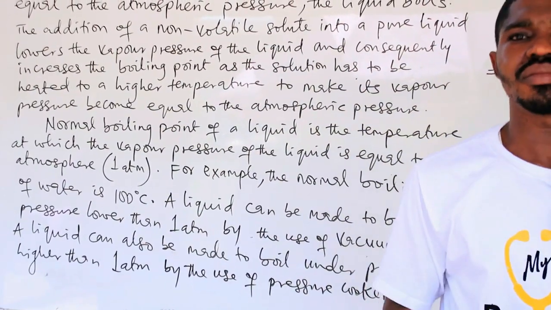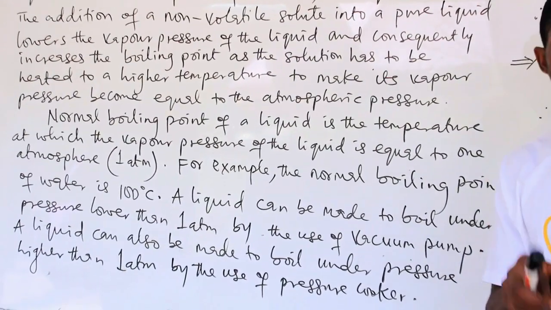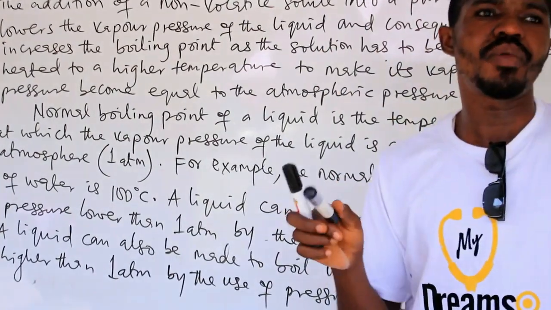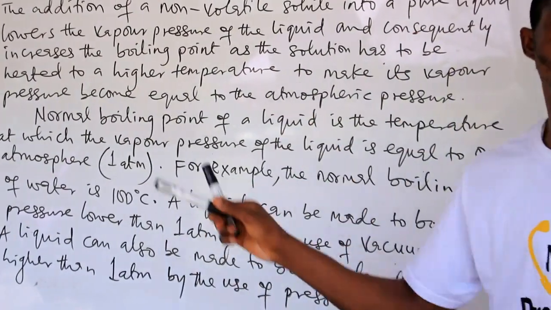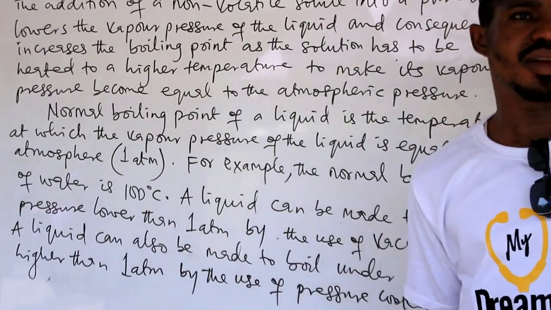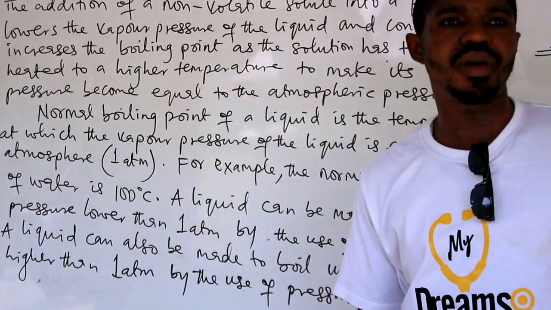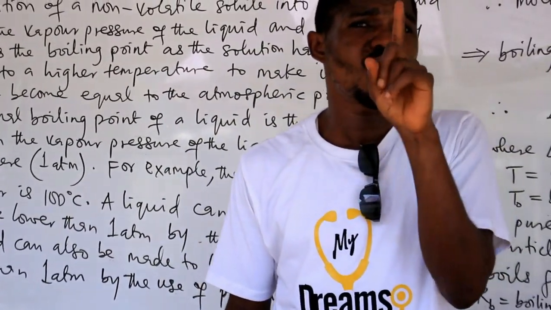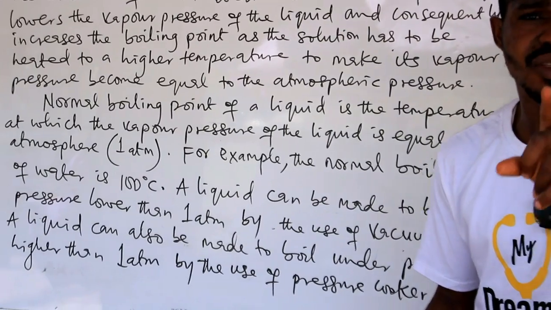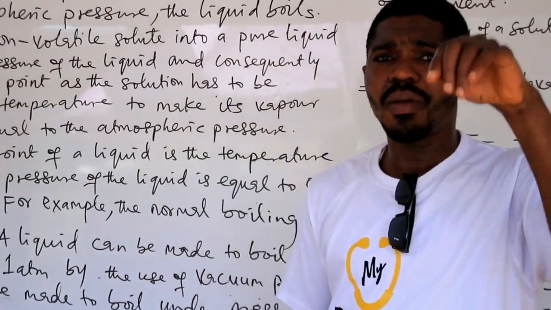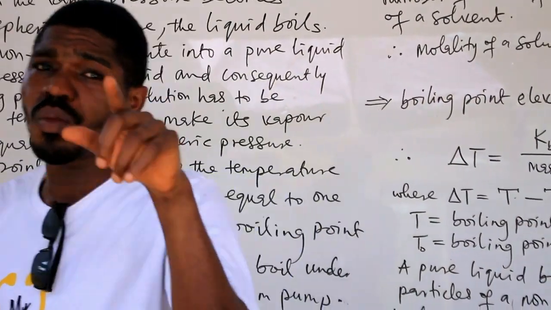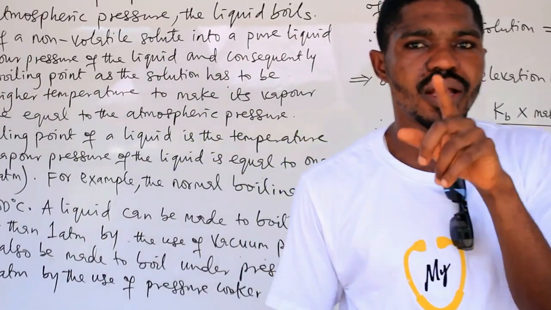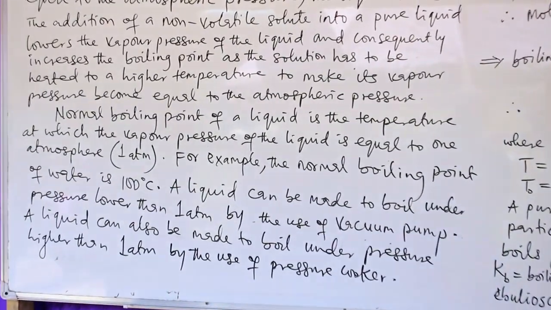Now, class, let me tell you this. We also have the normal boiling point. We have seen that boiling point depends on the vapor pressure of the liquid, so as the vapor pressure of the liquid increases or decreases, it will also affect the boiling point. Whenever the vapor pressure of a liquid is exactly 1 atm, and the liquid boils at that 1 atmospheric pressure, that boiling point is called the normal boiling point. The normal boiling point of pure water is 100 degrees Celsius. Please take note of it.